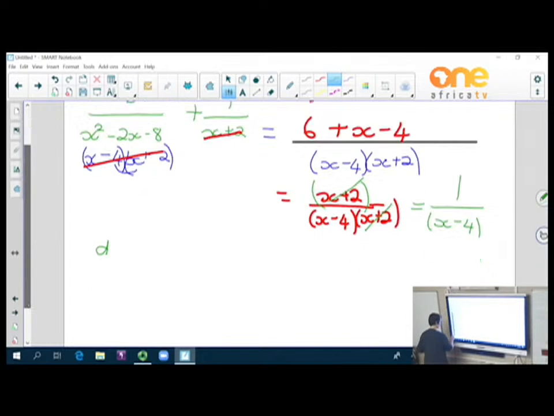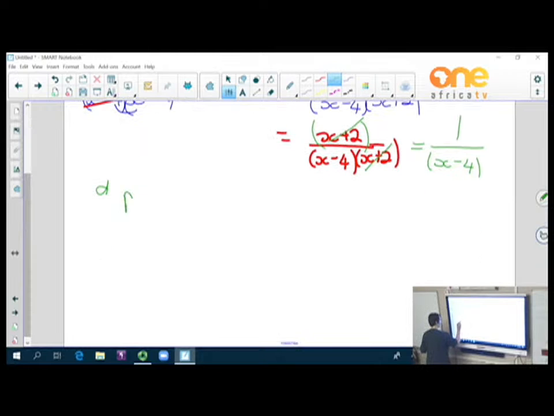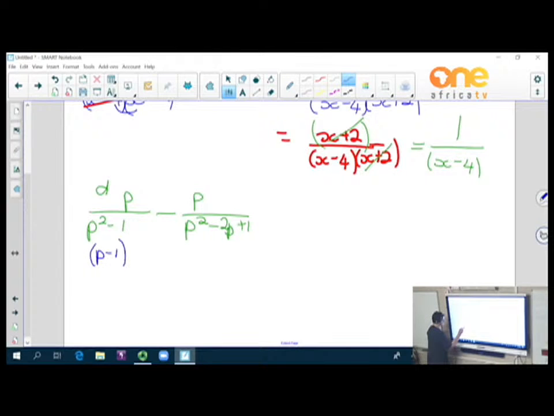Number D. p over p squared minus 1 minus p. And here we have a trinomial. The first one is the difference between squares, minus 2p plus 1. LCM, I need to factorize. Difference between squares, so this is p minus 1, p plus 1. By now you should recognize this. This is a trinomial, so the signs are equal, both will be negative.